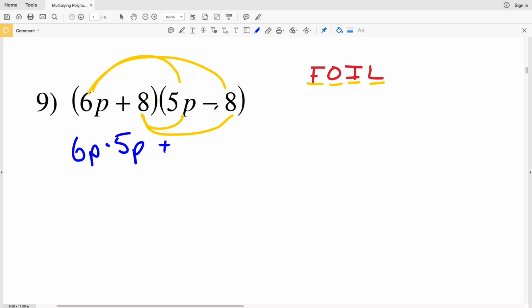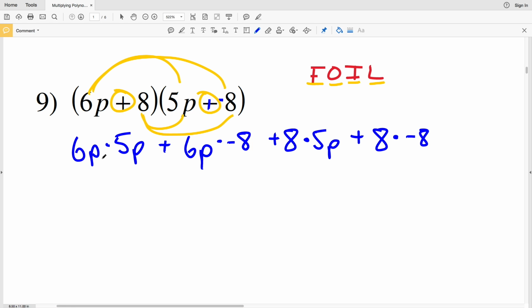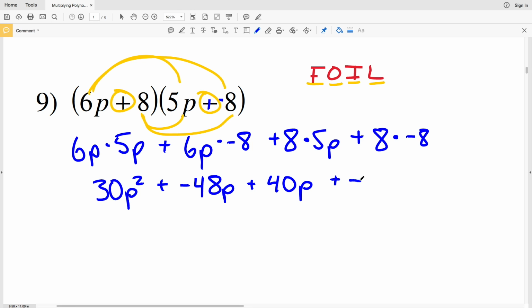do the outside terms. However, when subtracting a positive, you can think of it as adding a negative. That way, all your operations are addition in between. So 6p times 5p plus 6p times negative 8 plus 8 times 5p plus 8 times negative 8. 6p times 5p, 6 times 5 is 30, and p times p is p squared. So this will be 30p squared plus 6p times negative 8 is going to give us negative 48p plus 8 times 5p is going to give us a positive 40p plus 8 times negative 8 is negative 64.